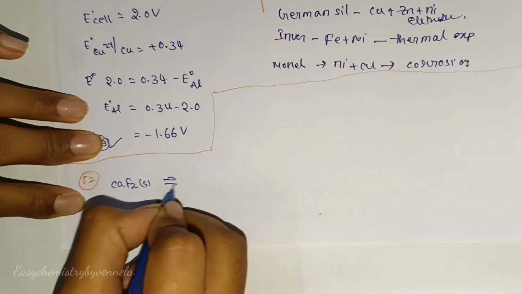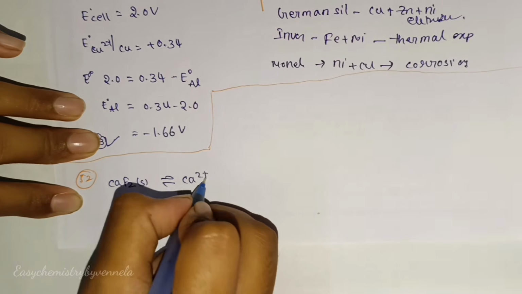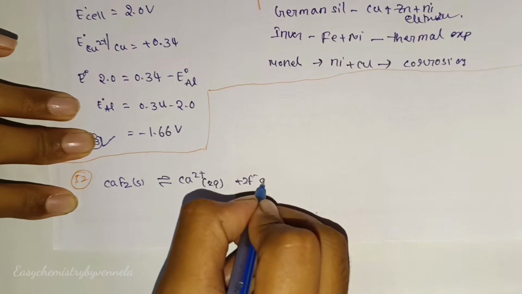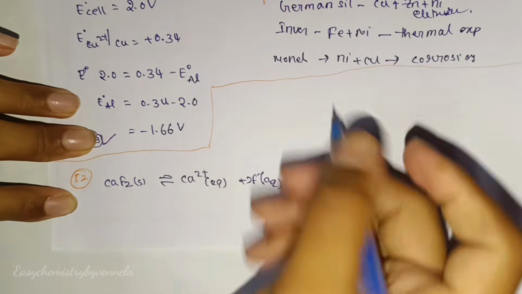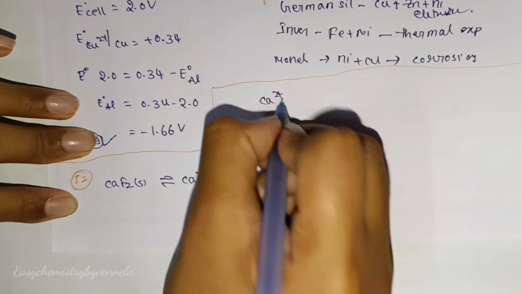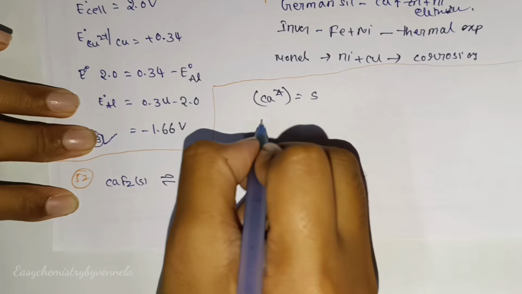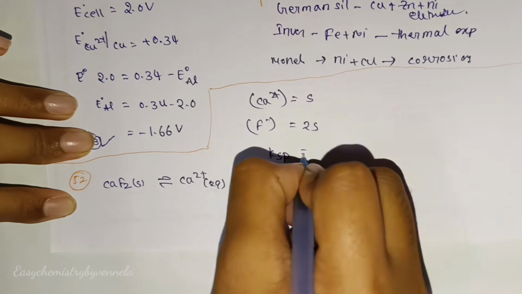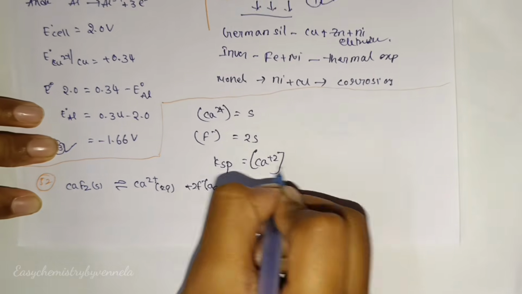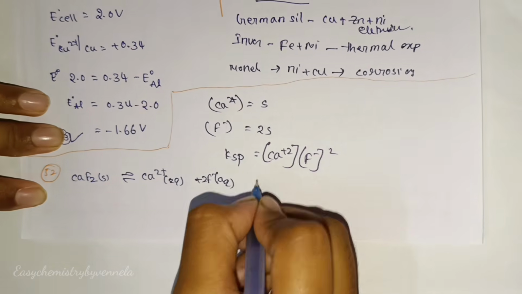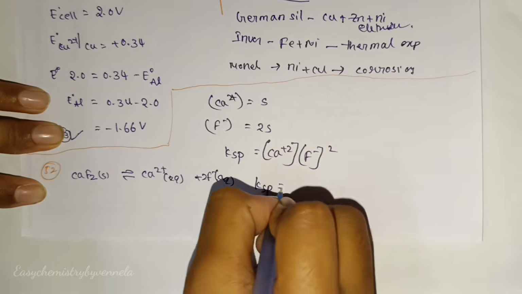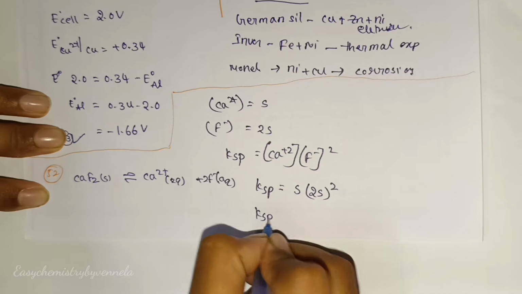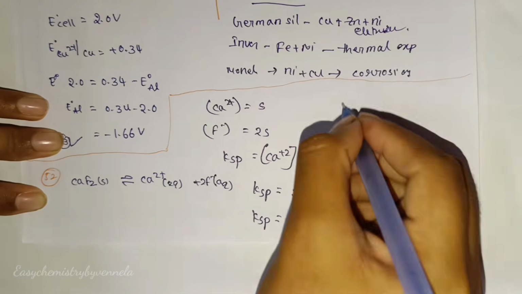CaF2 gives rise to Ca2+ (aqueous) and 2F- (aqueous). Here Ca2+ is S, F- is 2S. Ksp is equal to [Ca2+][F-]^2. Ksp is equal to S into (2S) square. Ksp is equal to 4S cube.